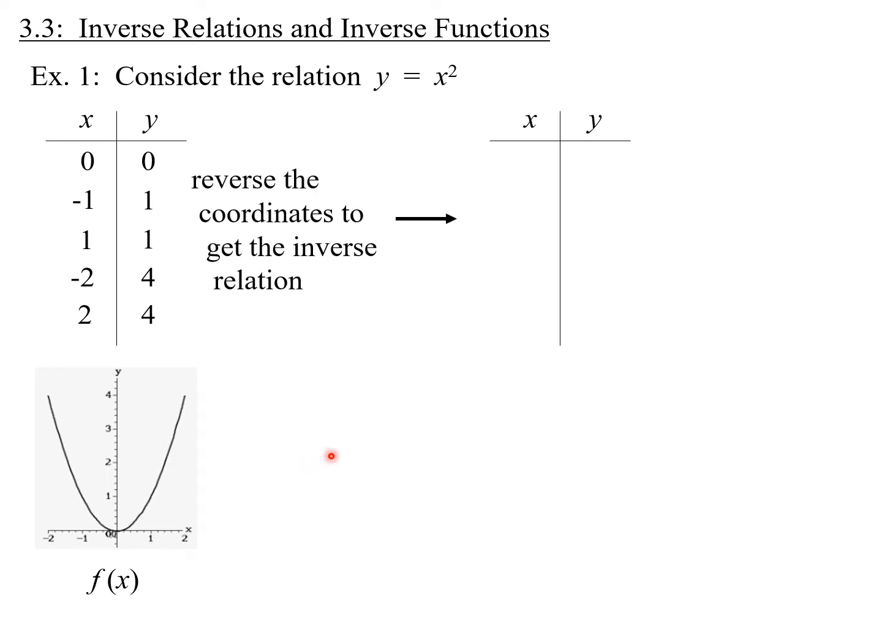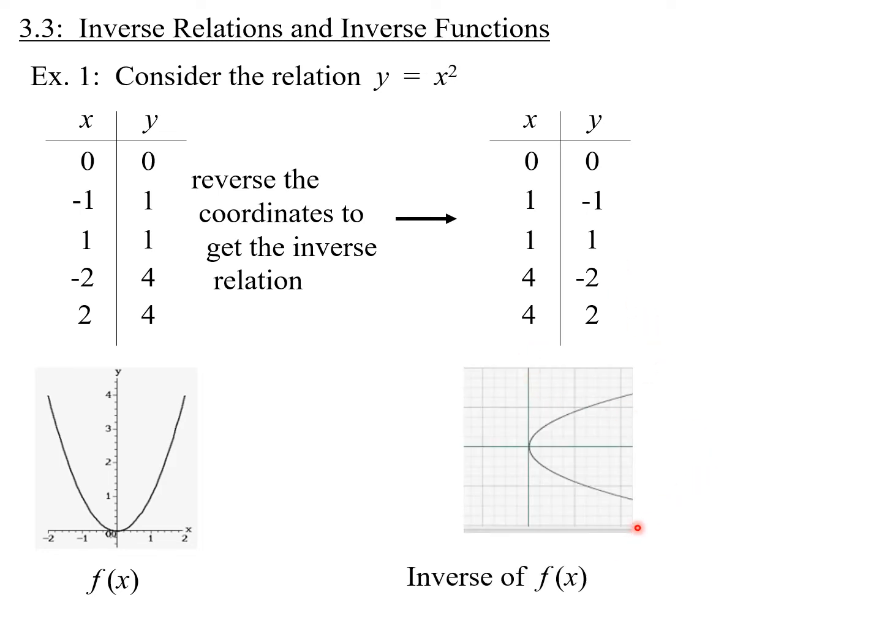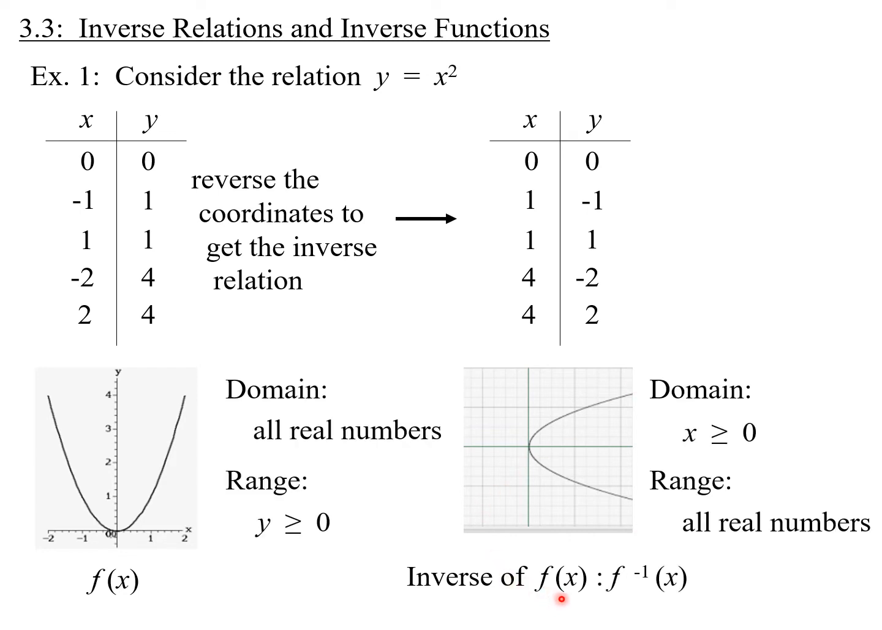Okay, but now what we're going to do is reverse these coordinates. We're just going to flip the x's and the y's. And when we do, we will get the inverse relation. So we're just going to flip each one of these. 0, 0 is obviously just 0, 0. But this becomes 1, -1, 1, 1, 4, -2, and 4, 2. And when you plot this, what you will get is a sideways parabola. And this is the inverse of f, expressed as f to the -1 of x.